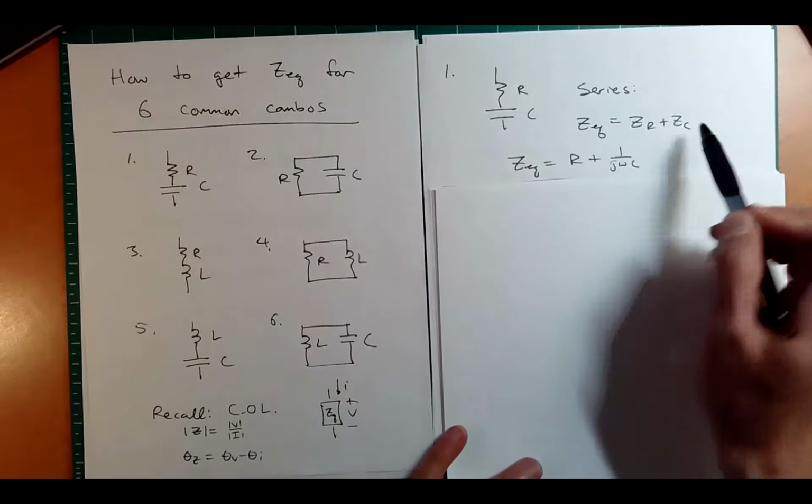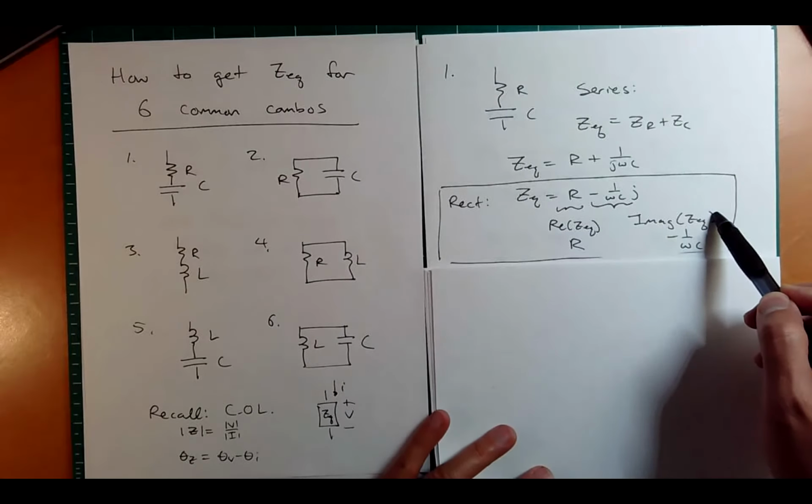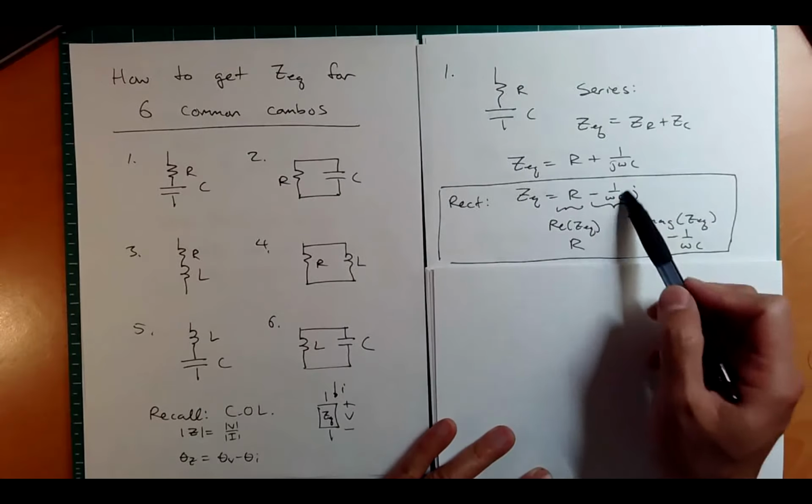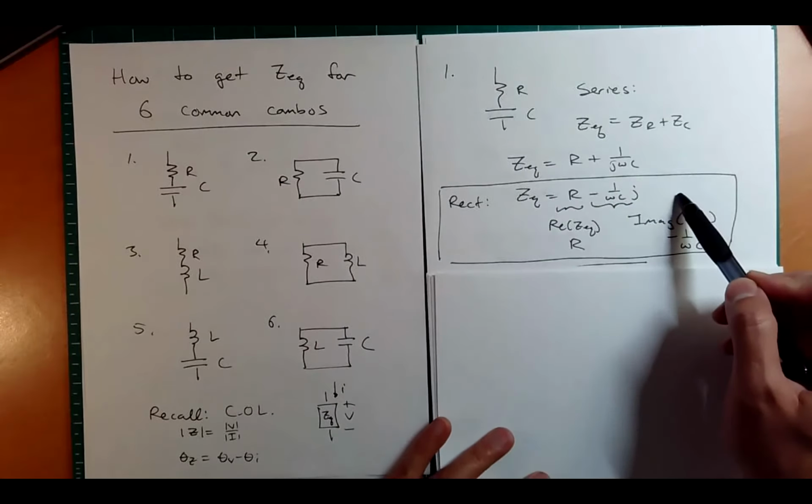So this is the real part here, and the negative 1 over omega C without the j is the imaginary part. Okay, what about the polar form? Well, we can do the Pythagorean theorem on this to get the magnitude, and then the inverse tangent of the imaginary over the real. So we got the magnitude here, Pythagorean theorem, and the inverse tangent for theta Z. Okay, so these are the equations: the square root of R squared plus (1 over omega C) squared, and the inverse tangent of negative 1 over omega RC. Note I popped the R back in there.